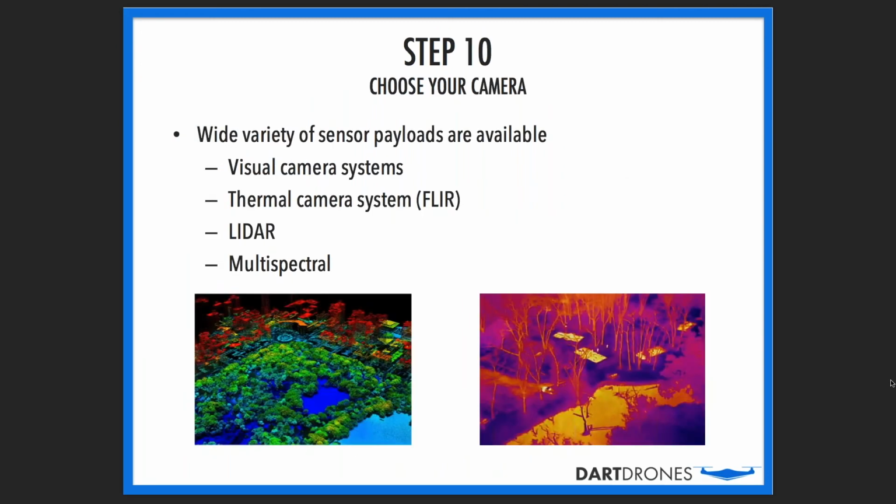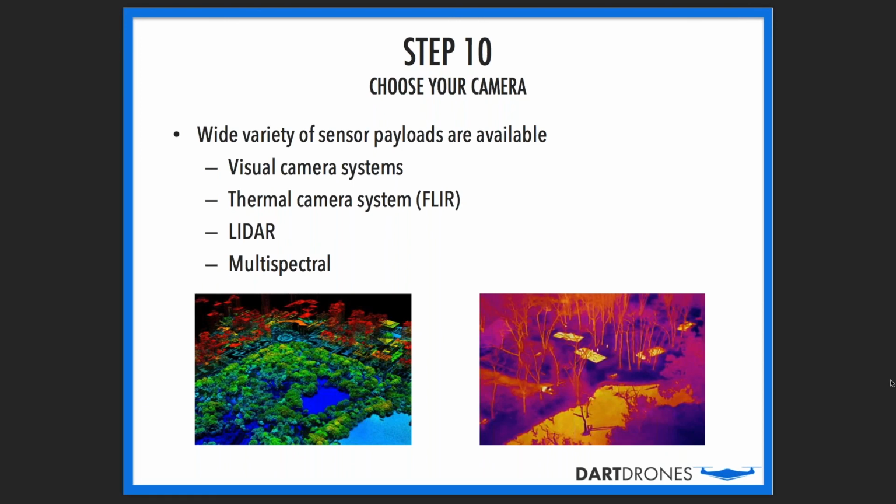Okay, step 10, cameras. It all comes down to money, whatever you happen to use. The most common for us in public safety is going to be the visual camera or the thermal. If you are familiar with LiDAR, it can be very useful for mapping, especially if you're doing something like traffic homicide incidents, where having that accuracy is very, very important.